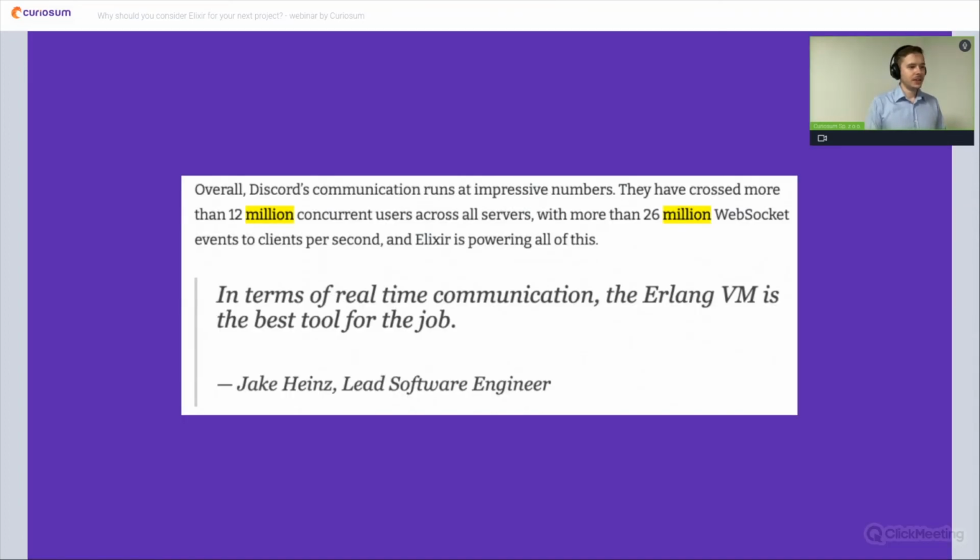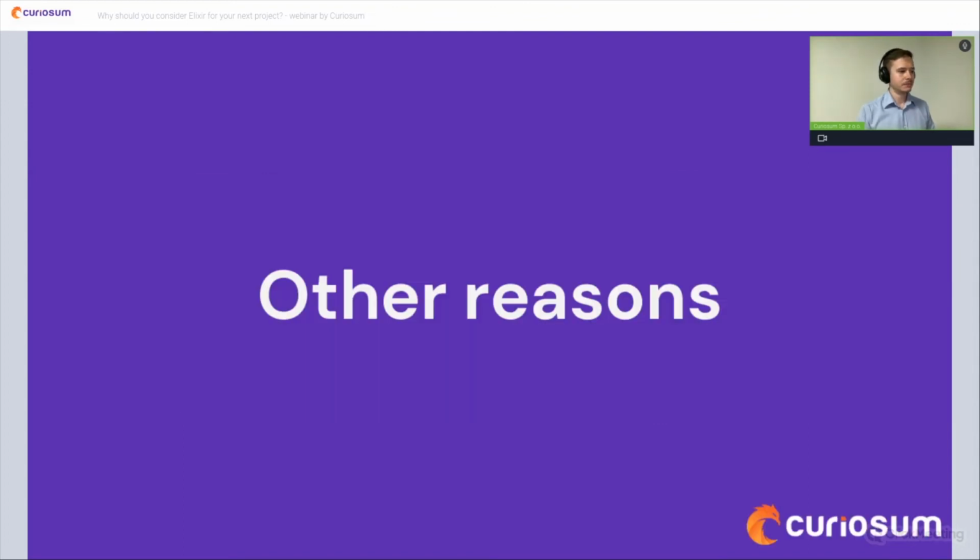Another example is from Discord, which also uses Elixir. To be precise, Erlang was used in WhatsApp. In Discord, they use Elixir. They have crossed more than 12 million concurrent users across all servers, with more than 26 million WebSocket events to clients per second. And Elixir is powering all of this. Elixir is just known for being a stable solution in systems that should be working for millions of users. So on the scale side, it's a really great solution.